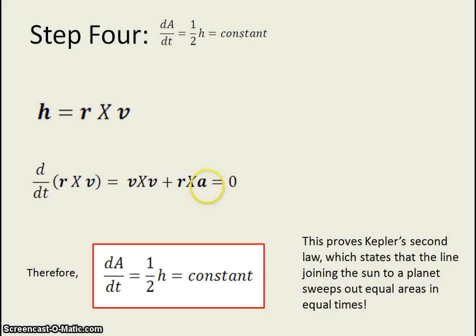So to do that, we need to recall from before that the h vector is equal to r cross v. So from there, we can find the change in h, which ends up being 0, because these are parallel vectors, and anything crossed with something that's parallel is equal to 0. So now we have proved that the change in A with respect to time is a constant, which is exactly what Kepler's second law states.